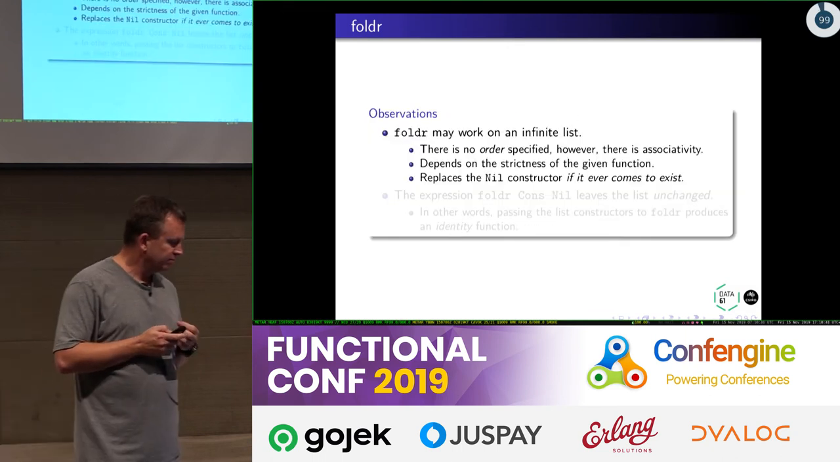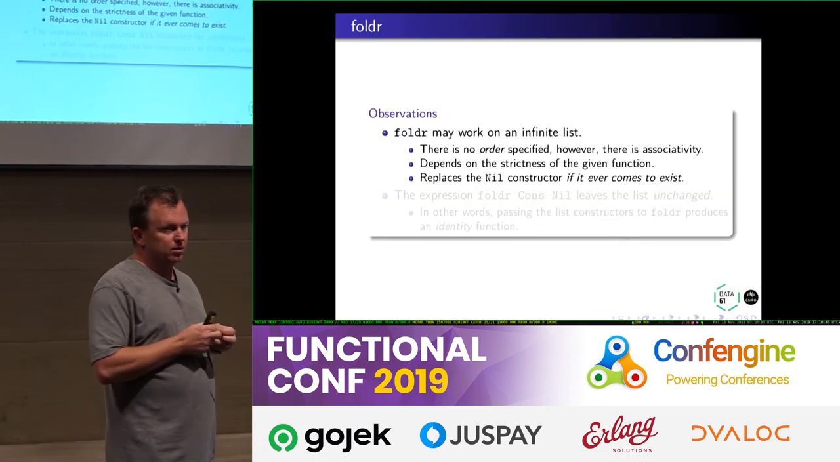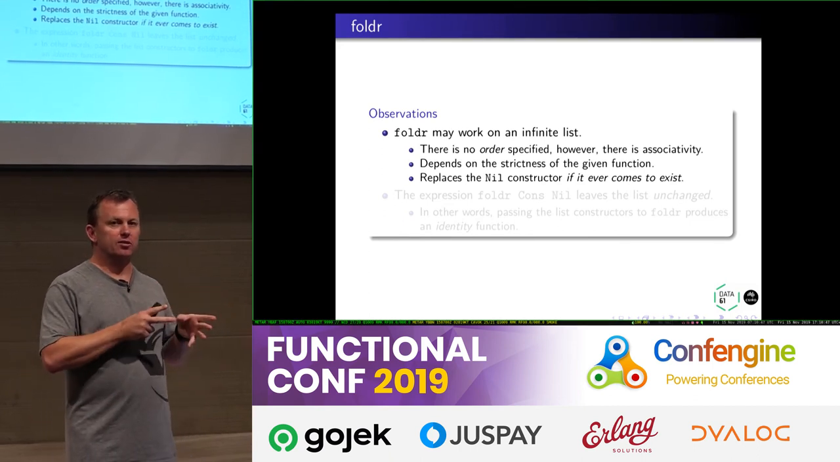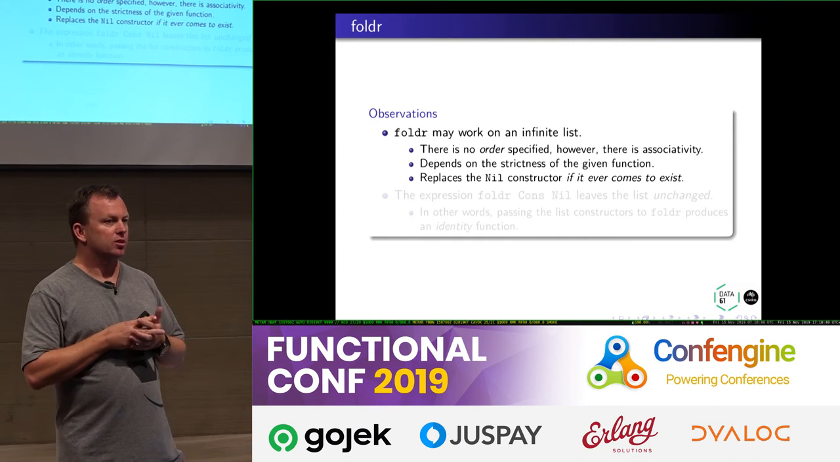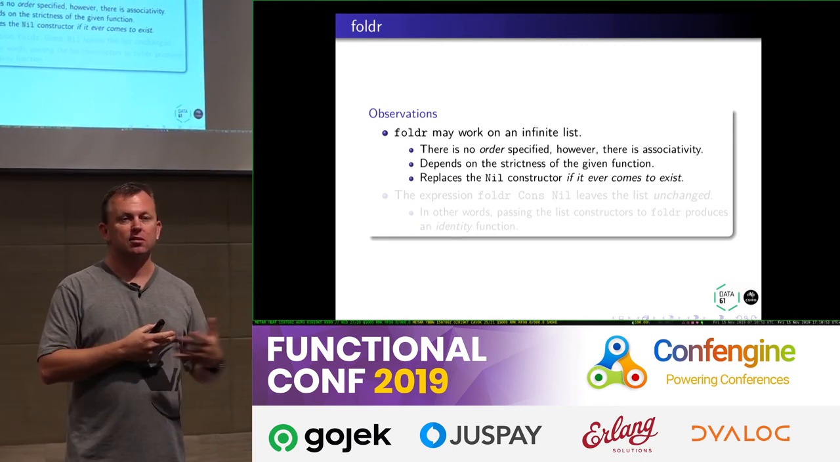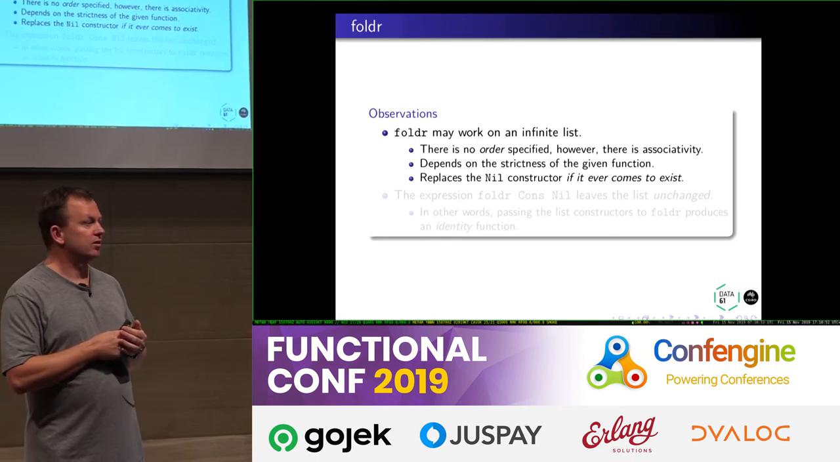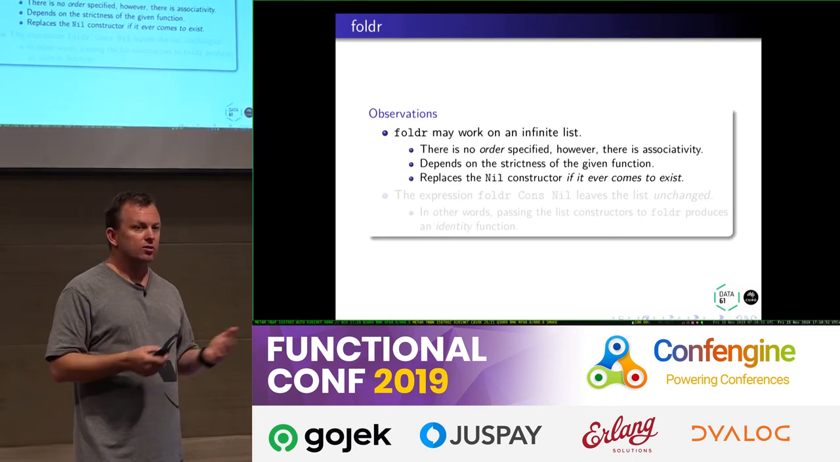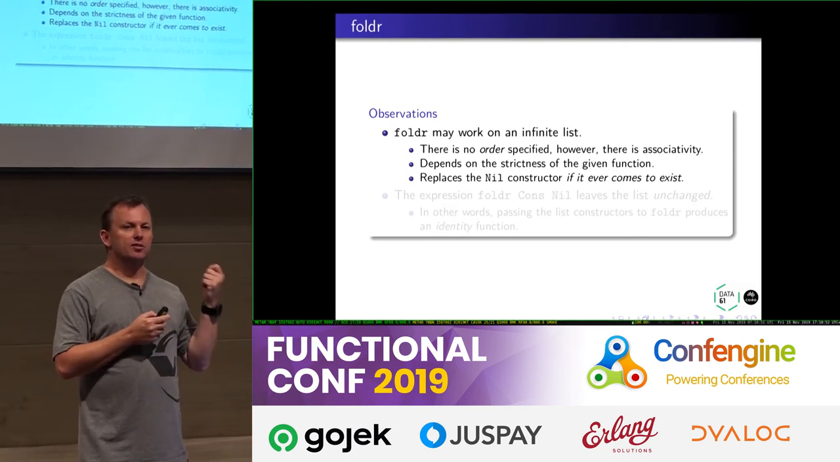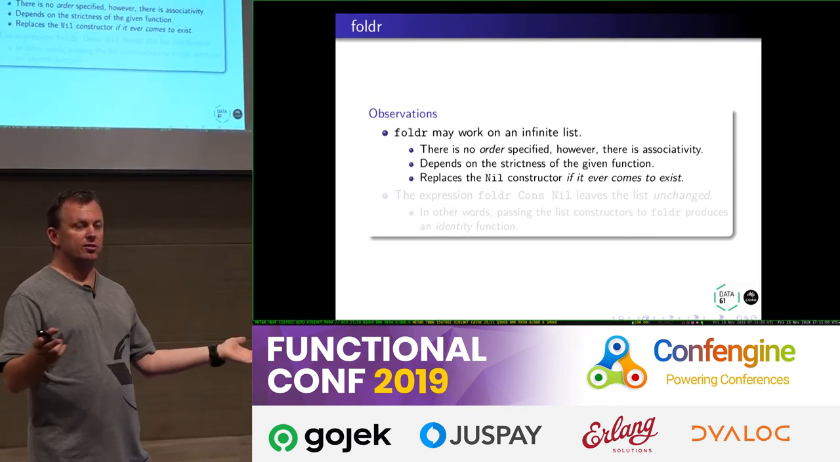So whether or not fold right will work on an infinite list depends on the strictness of the function that we're replacing cons with. Okay, so const, the function I just used, is lazy. It ignores the second argument, and therefore, it works on an infinite list. It only replaces nil if nil ever comes to exist. It doesn't exist in infinity.